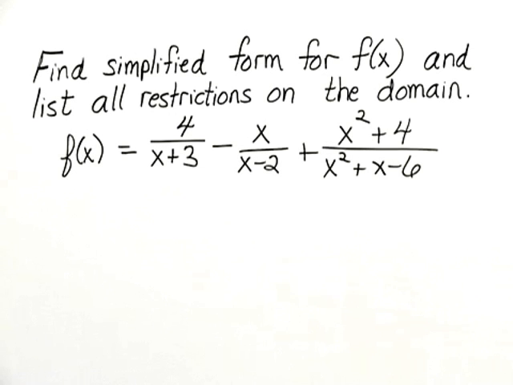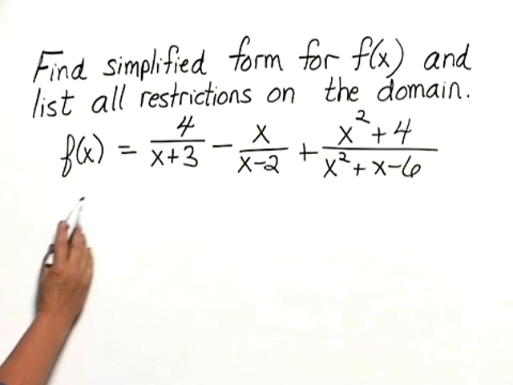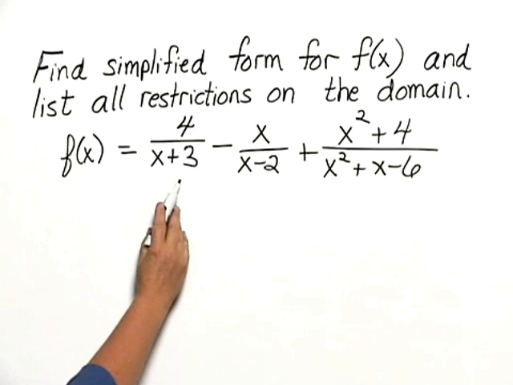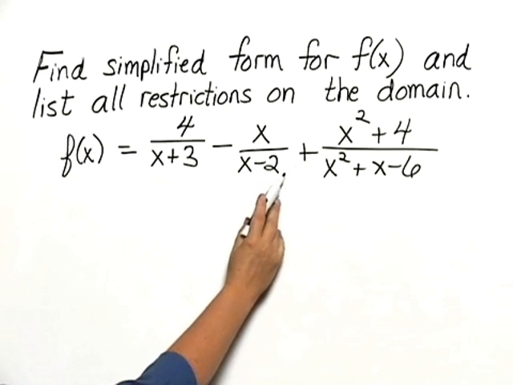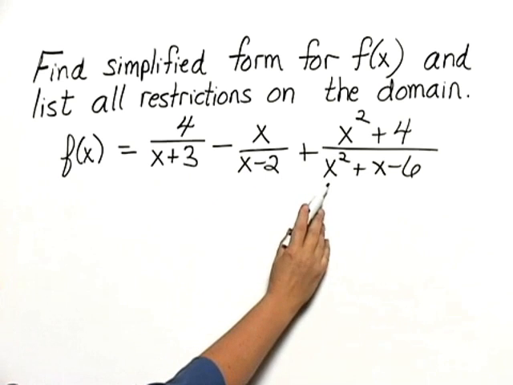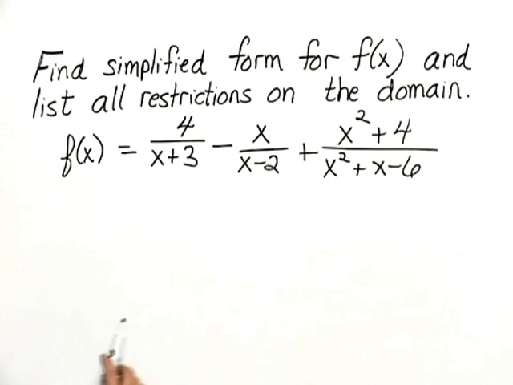Find simplified form for f of x and list all restrictions on the domain. We have f of x equals 4 over x plus 3 minus x over x minus 2 plus x squared plus 4 over x squared plus x minus 6. Let's look at the instructions.